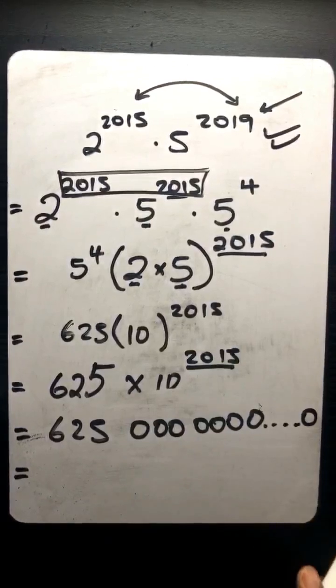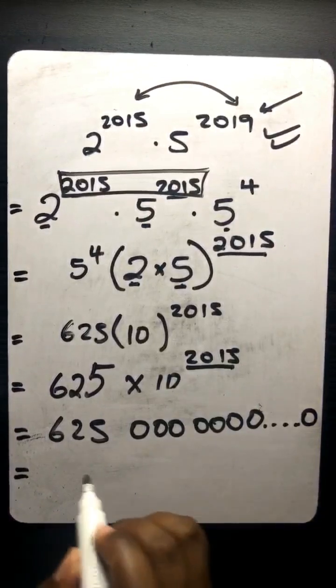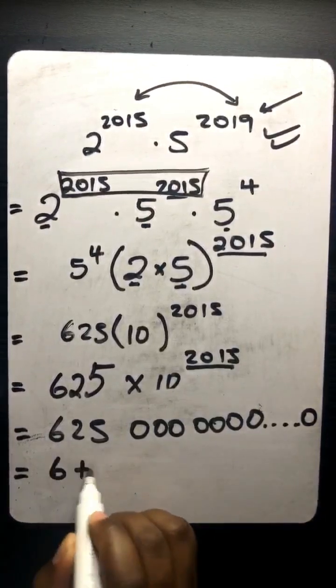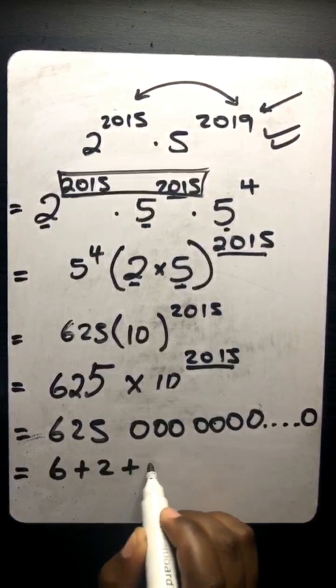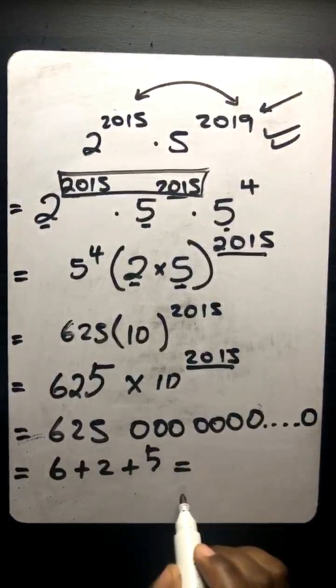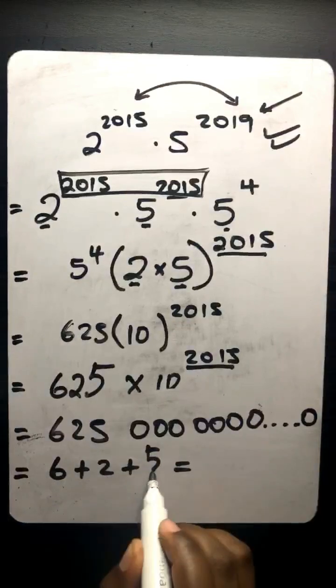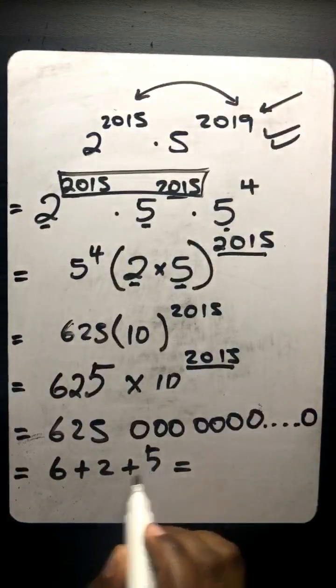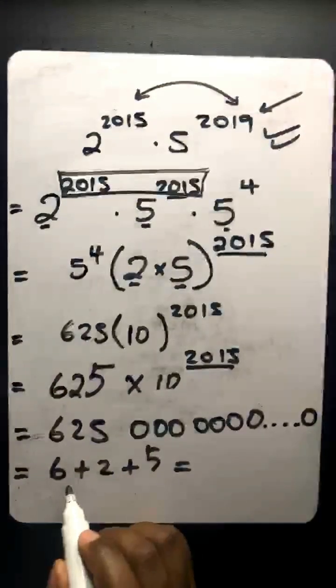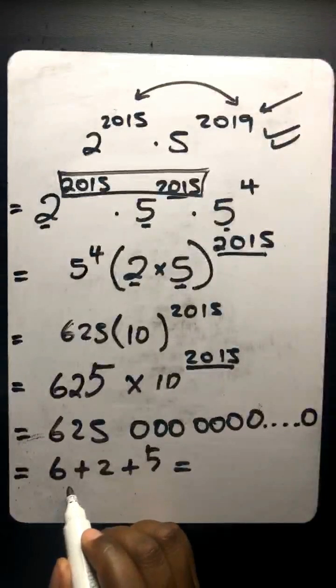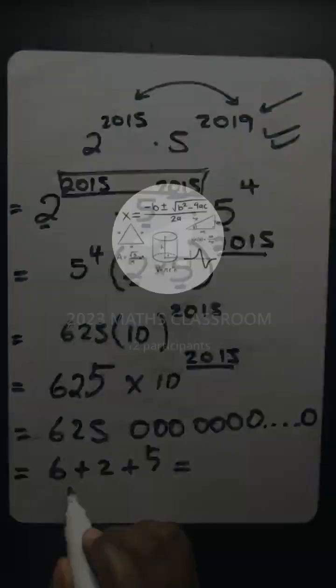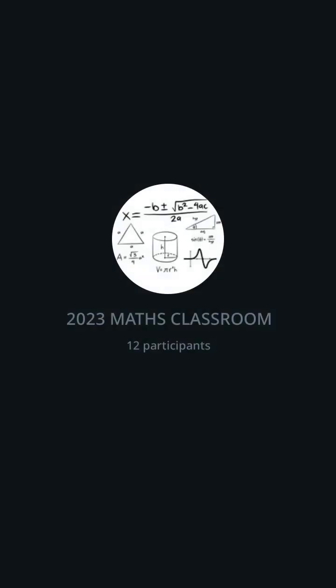So the question itself said calculate the sum of the digits. That means you just take 6, plus 2, plus 5, and you get 7 plus 6, which is 13. So that's how you get that 13.